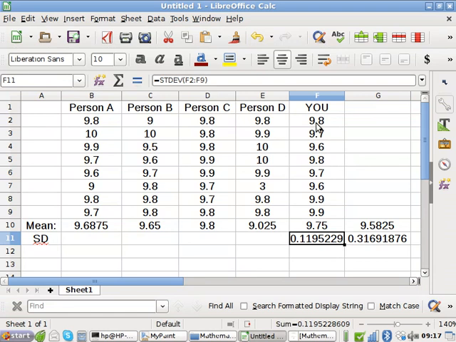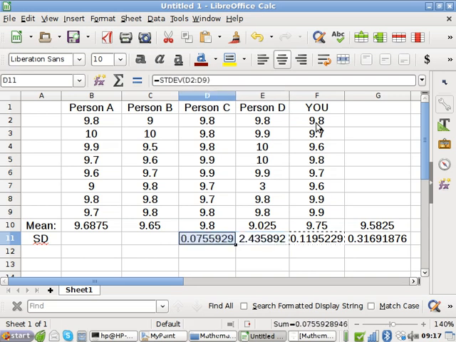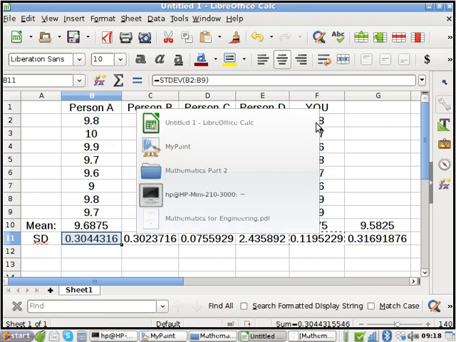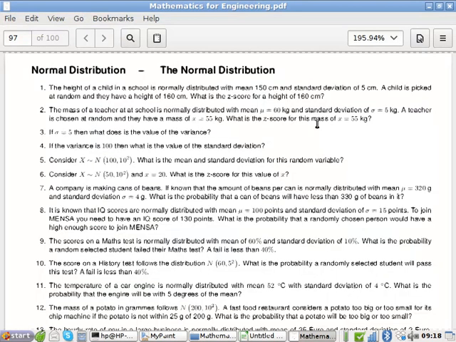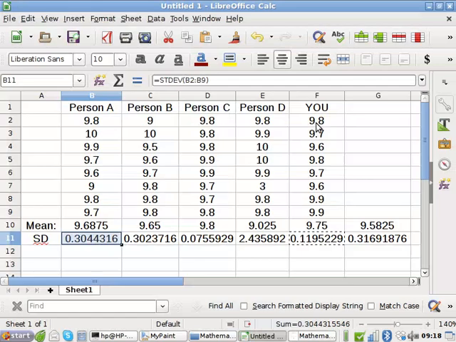So your standard deviation is 0.119. Yeah, I think I got that right. And let's look at the other person's. 2.43, 0.075, 0.302, and then 0.3. Now, I think because I was making up the numbers, it's not going to be as good as I was hoping. Let me just check something here for you. So because I made up the numbers, it didn't really work nicely.